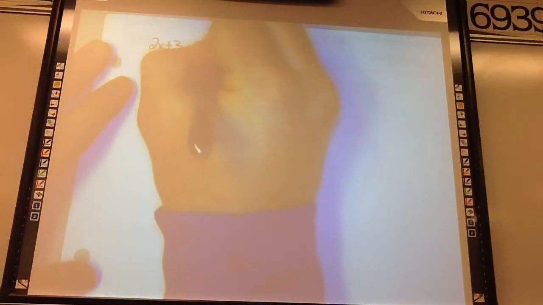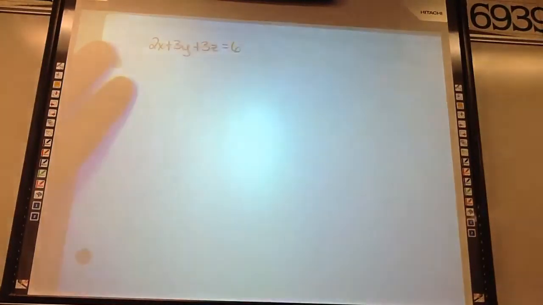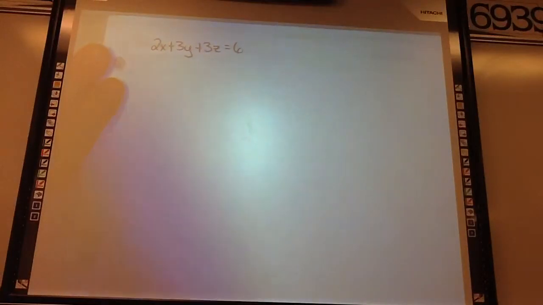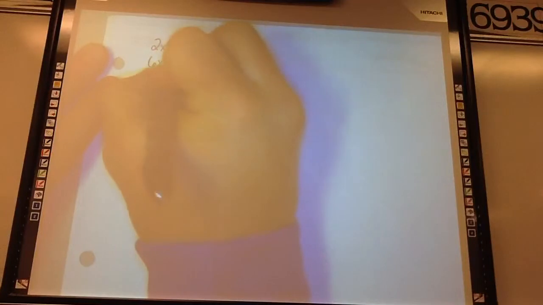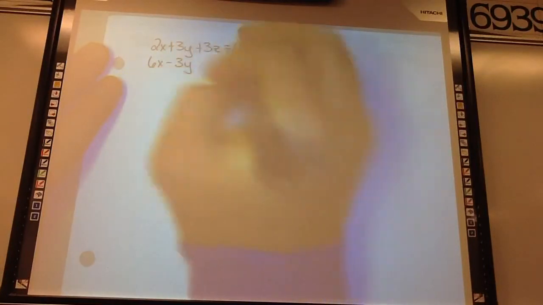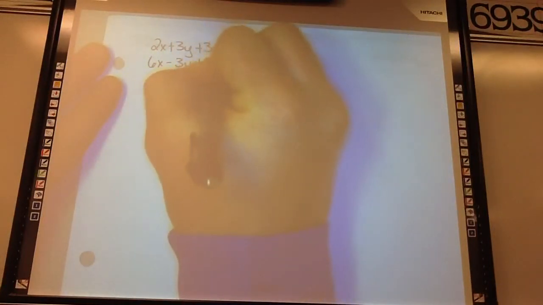Same idea, except here's a problem that you're going to see. Something like 2x plus 3y... Now we're going to see z on a quiz. Is that an imaginary number? What is z? Is it just another variable? It is just another variable.